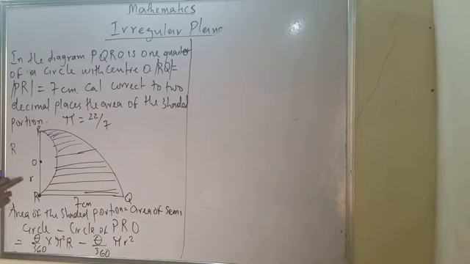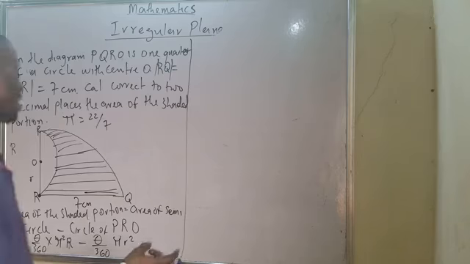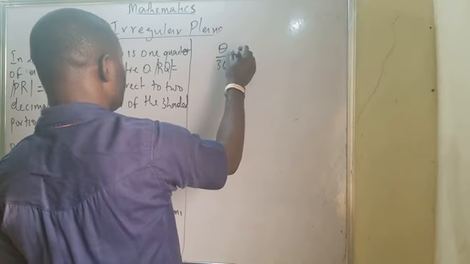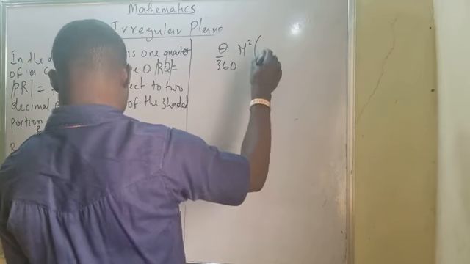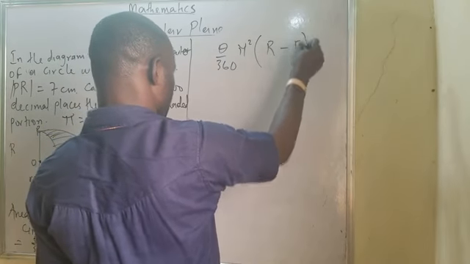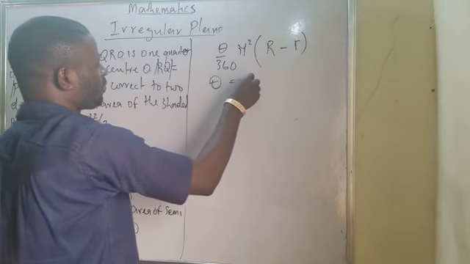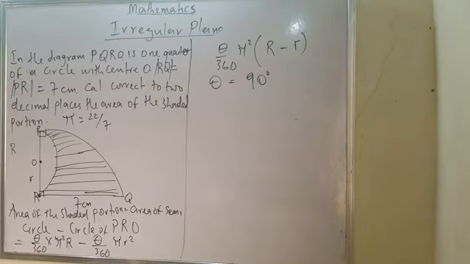Now, this is small R, this is big R. Now, I can say that theta over 360 pi bracket of big R squared minus small R squared. By so doing, I can now do some work. What is my theta? Theta is always given. Is there theta there? Now, there will be theta because here is 90, here is 90. My theta will surely be 90 degrees.